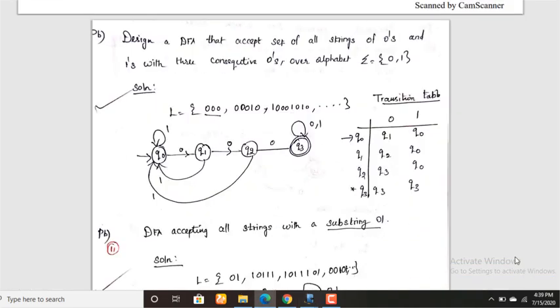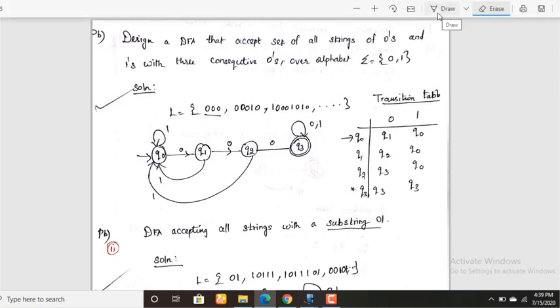So next problem, design a DFA that accepts the set of all strings of zeros and ones with 3 consecutive zeros. Consecutive zeros means continuously the zeros are 3. Consecutive zeros over the alphabet 0, 1. So this is a binary alphabet.